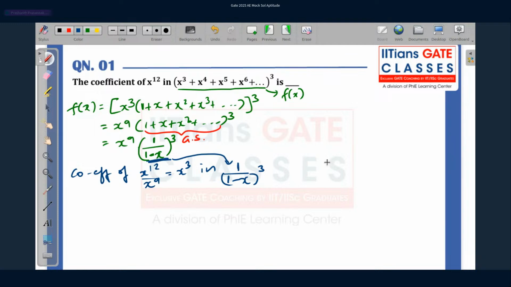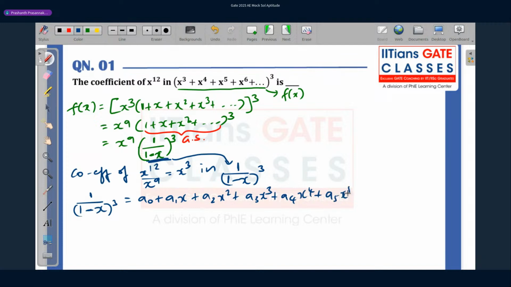Okay. Now I'll take just this, 1 by 1 minus x the whole cube. Let me take the expansion as, let's say, a naught plus a1x plus a2x square plus a3x cube plus so on. Now let me write a couple more terms. a4x raised to 4 plus a5x raised to 5 and so on. What I want is the coefficient of x cube, that is a3.